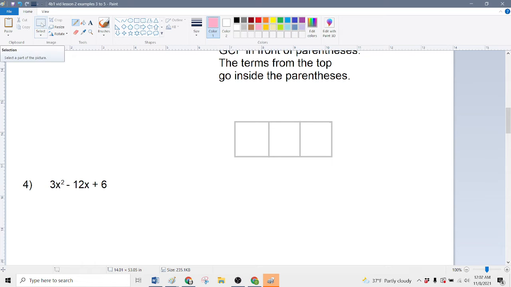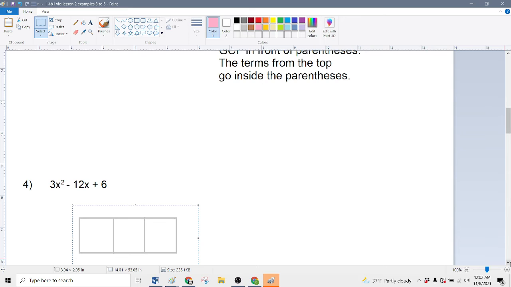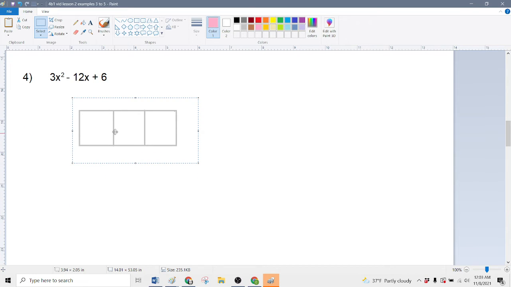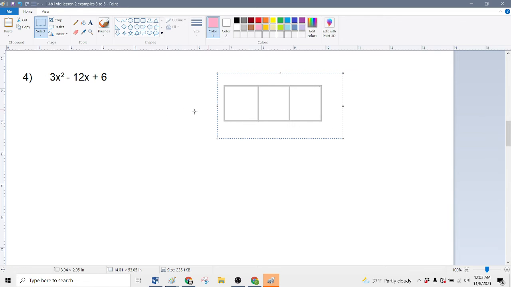All right, so we've got 3 terms. I've already made a box with 3 spots. And that's what we're going to do. We're going to put our terms right inside that box that we made, all right? And out in front of our box, that's where we know we'll put that GCF once we find it.